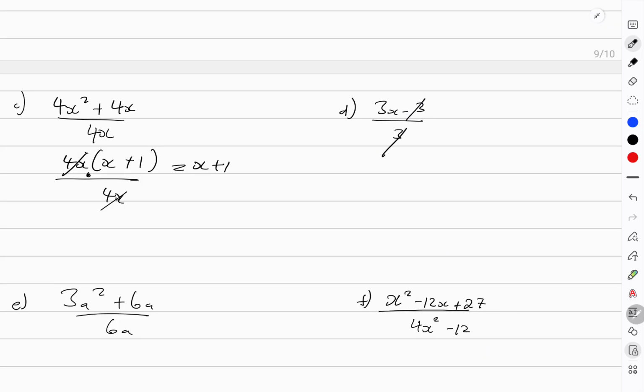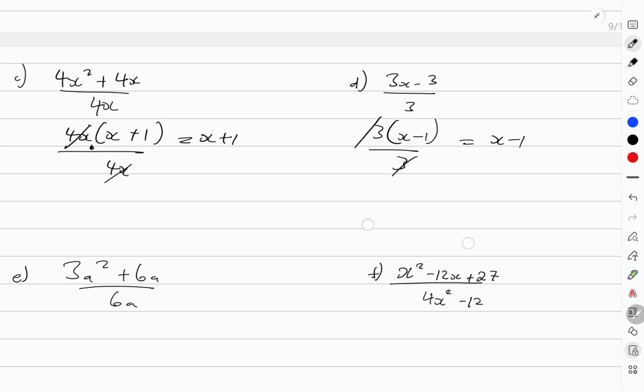Therefore, this 3 and that 3 are not going to cancel because we have a subtraction involved. But then how can you introduce a multiplication? By factorizing. Take out the common factor, which is a 3. I'll have x minus 1 and I'll have a 3. 3 and 3 cancel. Therefore, I'm going to have x minus 1, which is going to become my answer.